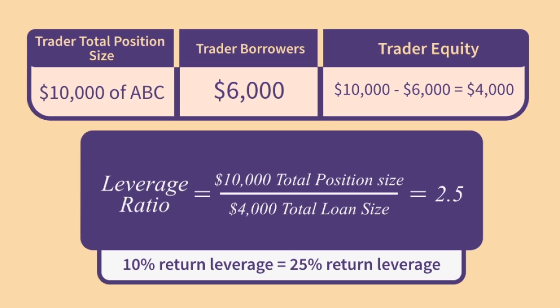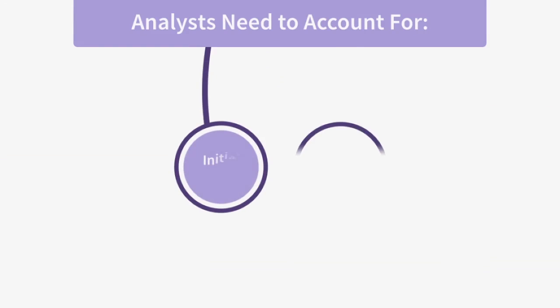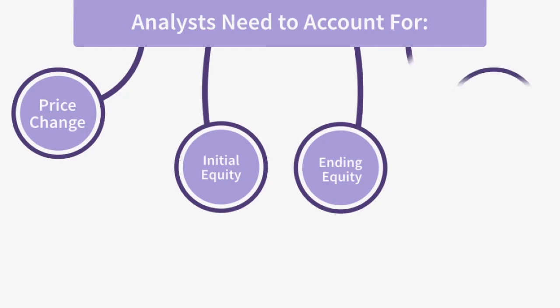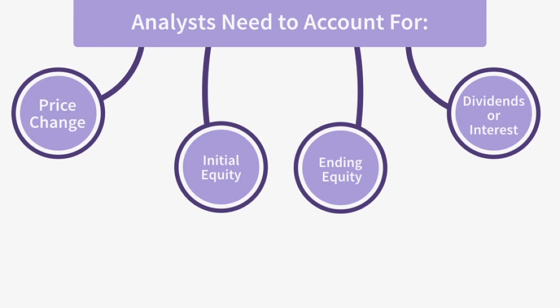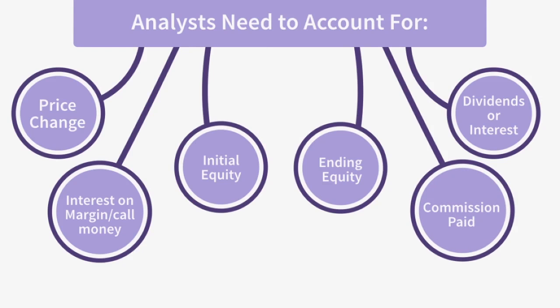return. When calculating the return on a leveraged position, analysts need to take into account several factors, including the initial and ending equity amounts, the price change of the security, dividends or interest paid by the security, interest paid on the margin loan, and commissions paid to buy and sell the security. Once these items have been established, it is possible to calculate the return on a leveraged position.